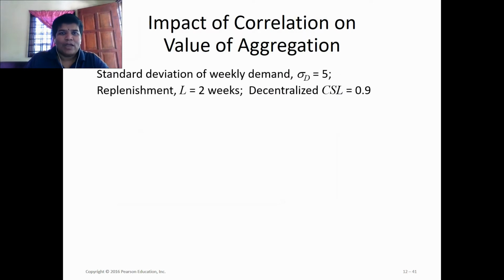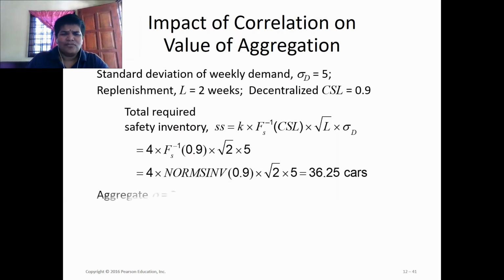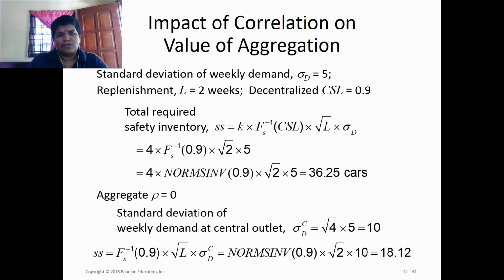Impact of correlation on value of aggregation. Standard deviation of weekly demand is 5, replenishment lead time is 2 weeks, and decentralized CSL is 0.9. For the total required safety inventory, you just plug in all the values and you will get 36.35 cars. Of course, you don't get a fraction of a car, so later we can round up the number. For the aggregated safety inventory, you plug in everything and you will get 18.12.